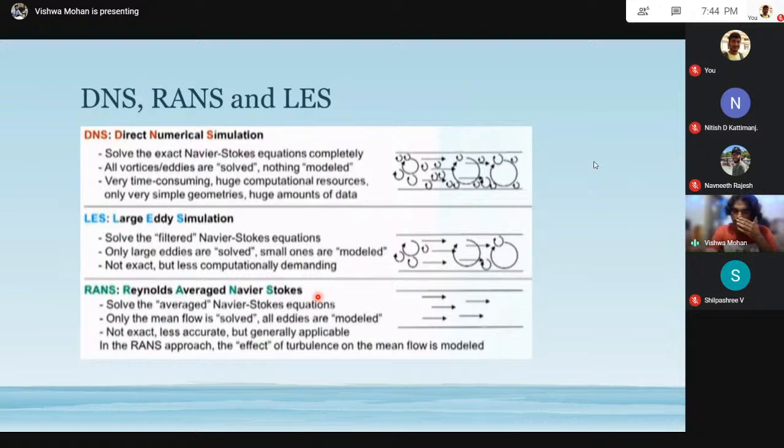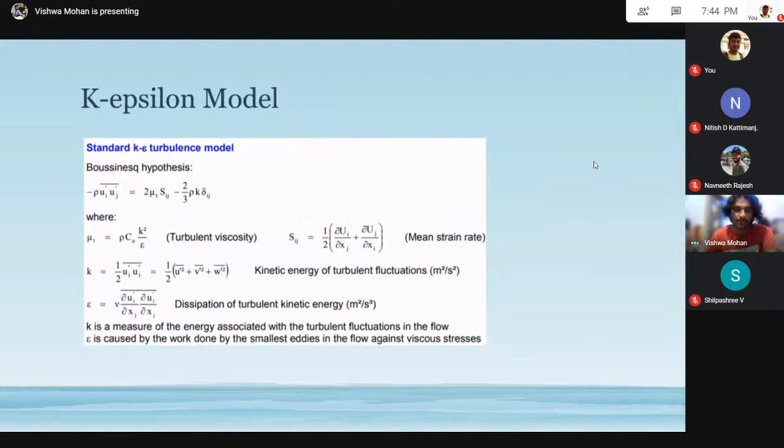Ansys also uses this Reynolds average Navier-Stokes. There are options to change the methods you'll be using. But yeah, this is generally used and just gives you a brief idea of how the flow is around a cylinder. Okay, so it just solves for the mean velocity. Next is the K epsilon model. It's a very famous model. That's why I decided to put it over here.